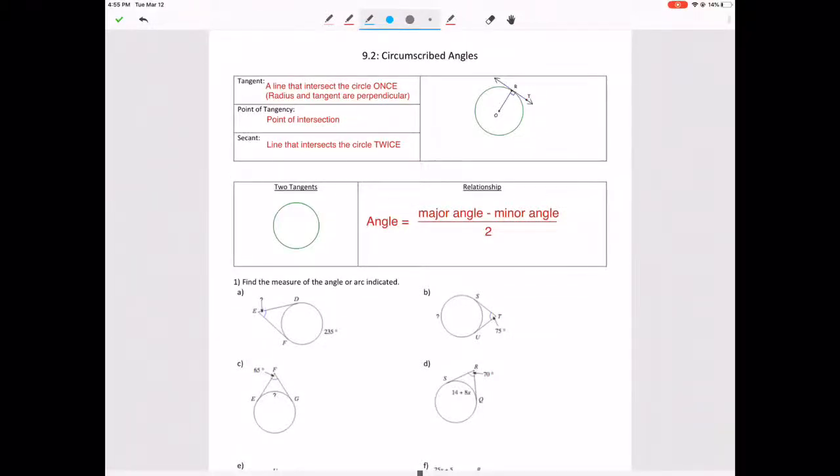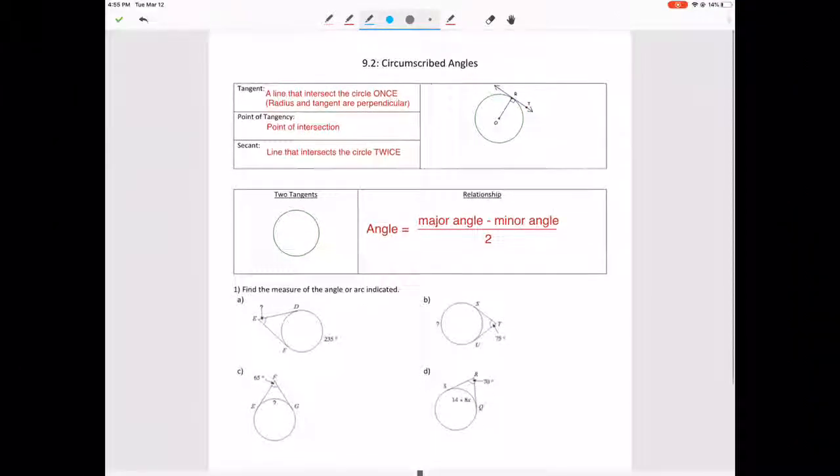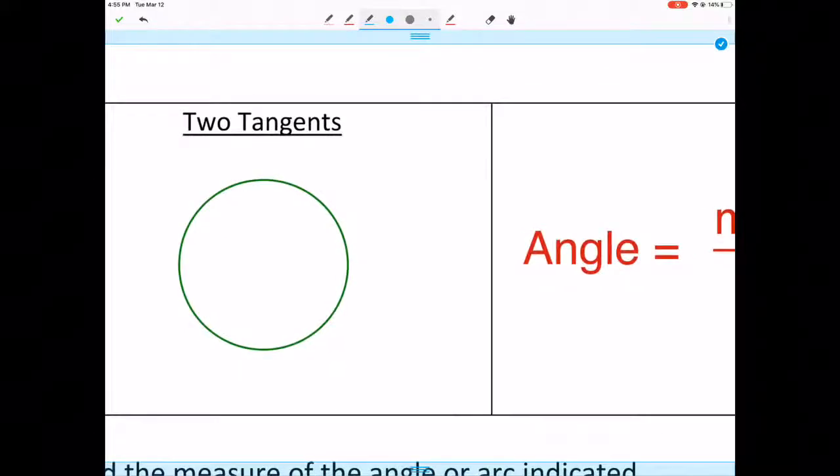Hey guys, so we're at 9.2, circumscribed angles. So in 9.1 we talked about central angles. Central angles are angles, let me do a little graph of it, maybe if this was our circle. Central angles are angles where the vertex of the angle is at the center. That's the word central angle.